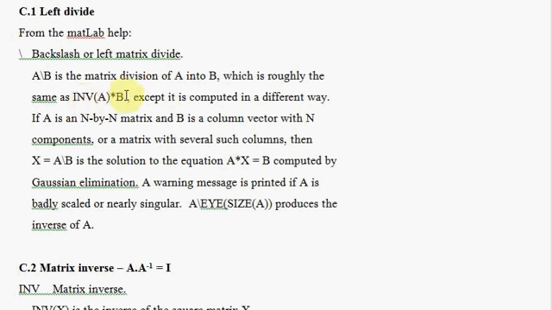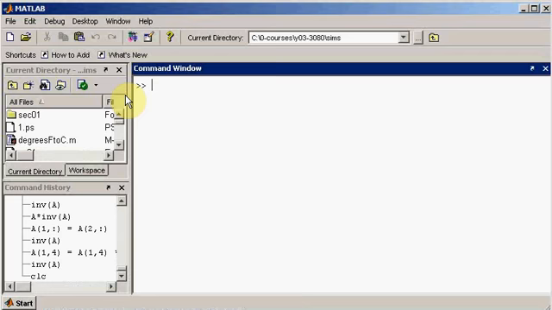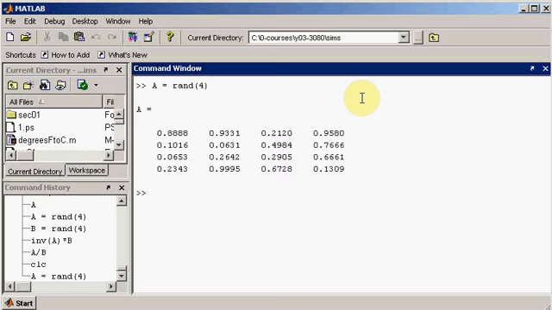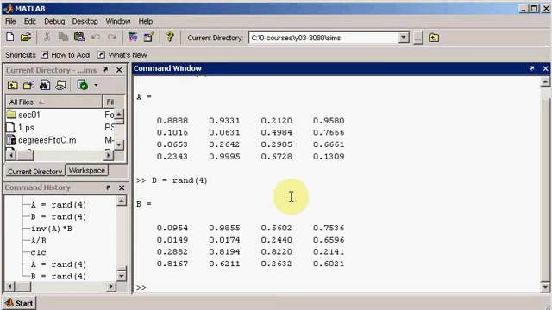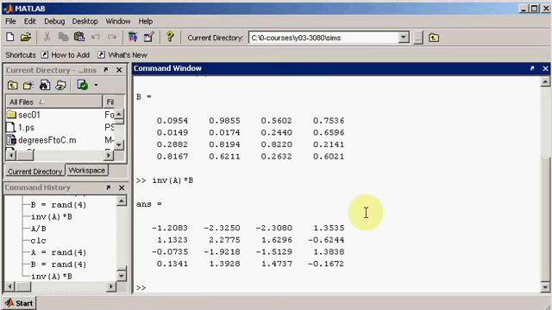And let's just test to see that that does give us the same result. Let's say here A is rand. Let's recreate matrix A, and that's there. Let's recreate matrix B. So that's going to give us different random numbers. And so let's look at the inverse of A multiplied with B. Right, so that's the result of that.